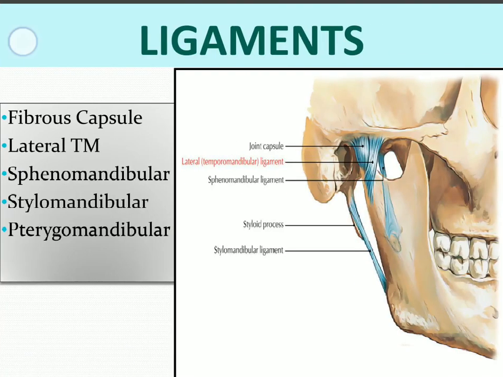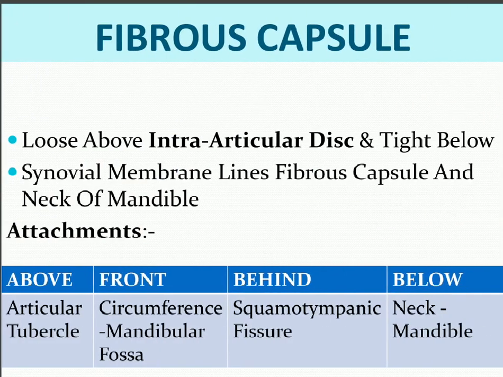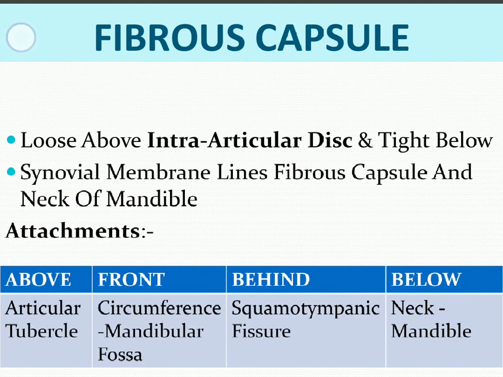Ligaments of the temporomandibular joint. There's a fibrous capsule, lateral temporomandibular ligament, sphenomandibular, stylomandibular, and pterygomandibular ligament. Fibrous capsule, it gives lining to the joint, and it is attached to various parts of the articular surfaces of the joints.